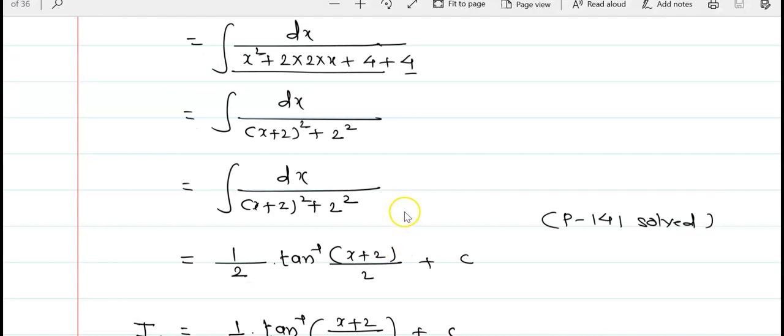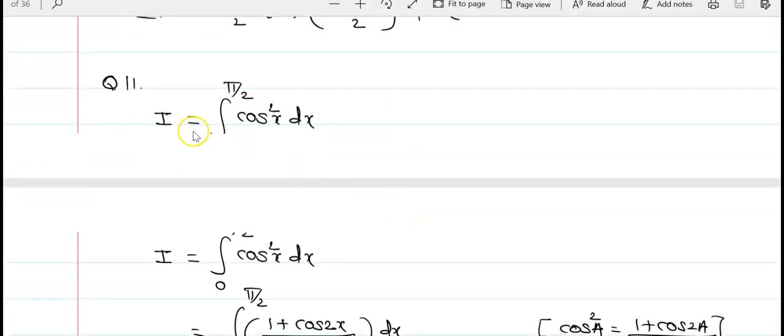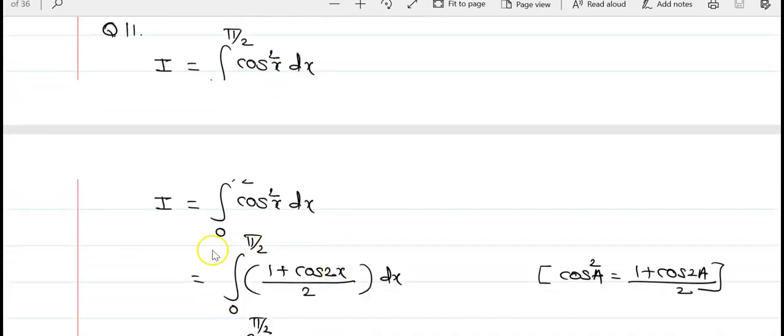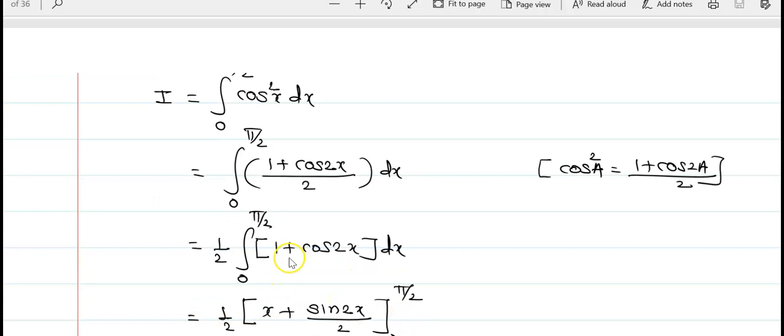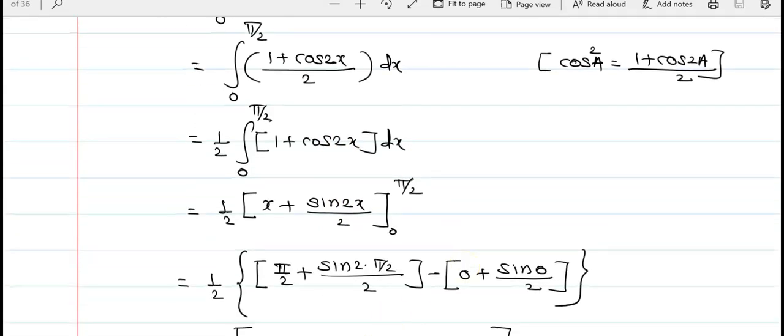Again, you can see this answer. I is equal to the integral from 0 to pi by 2 of cos square x dx. The formula for cos square x is 1 plus cos of 2x upon 2 into dx. Take 1 upon 2 as common: in bracket 1 plus cos of 2x. Integral of 1 is x. Cos of 2x means what? It is sine of 2x upon the derivative of 2x, which is 2. The limits are 0 to pi by 2.